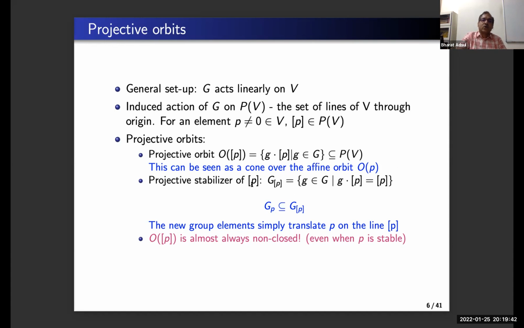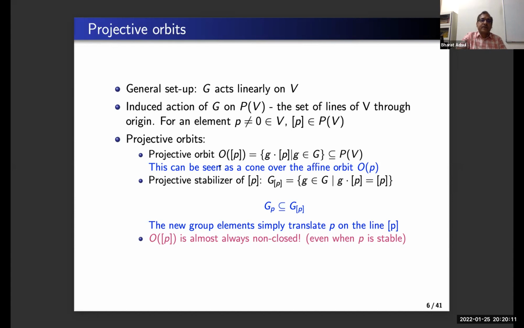Okay, so one can also talk about the projective stabilizer. Given this projective point, look at all the group elements which fix this projective point, or in other words, just move points on this line to themselves, right? In general, the projective stabilizer may be larger than the affine stabilizer, right? And these new elements in this projective stabilizer are essentially going to move the point P to some multiple of P.